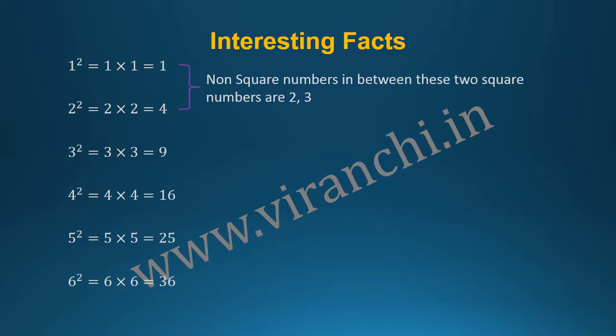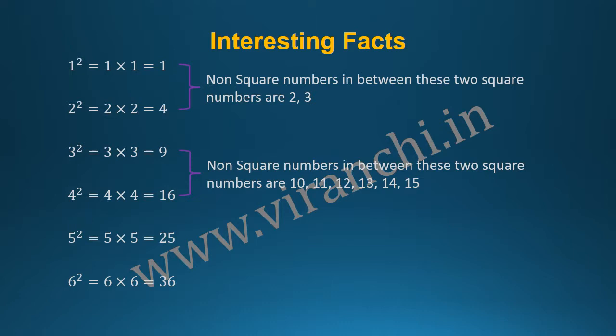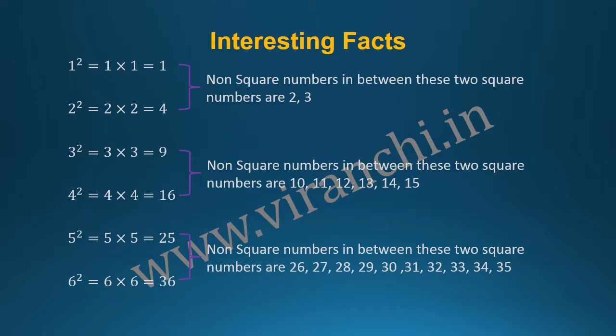Next, take 9 and 16 and count the non-square numbers between these two consecutive squares. This time you will find 6 such numbers: 10, 11, 12, 13, 14 and 15. Keep going and perform the same experiment with 25 and 36. This time you have 10 such non-squares between two consecutive perfect squares. Can you see some pattern?